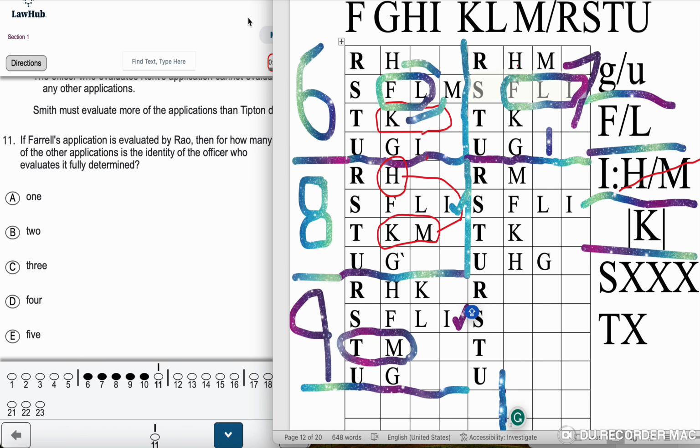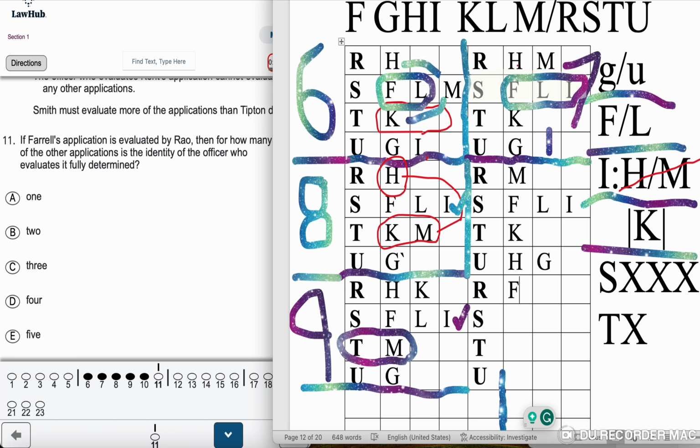Question 12, 11. If F's application is evaluated by R, so we look for F to be evaluated by R. And if we don't see it, we gotta make it happen. So let me go ahead and make this happen real quickly.